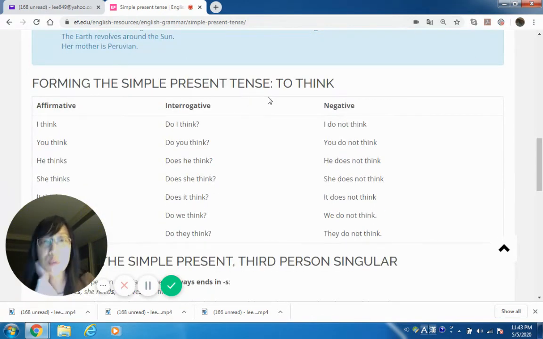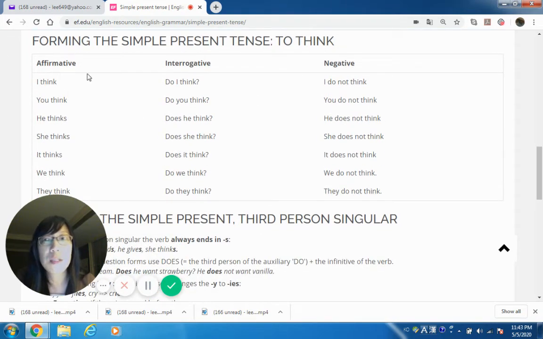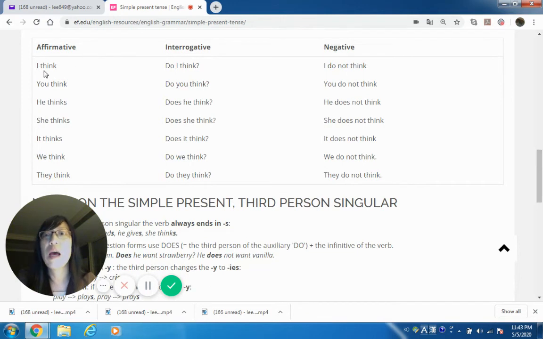So, forming the simple present tense, to think. We're just going to use the verb to think as a base. Affirmative means positive. So, I think. Remember, I think, you think, he thinks. You need the S. She thinks. It thinks. So I is the first person. You, second person. He, she, it, third person singular. We think. They think. These are third person plural.